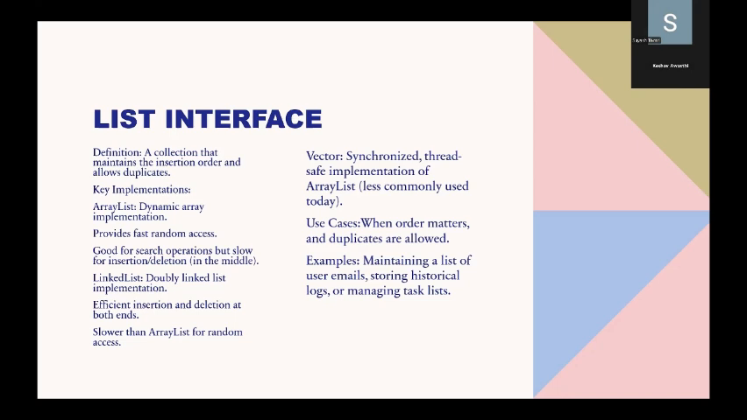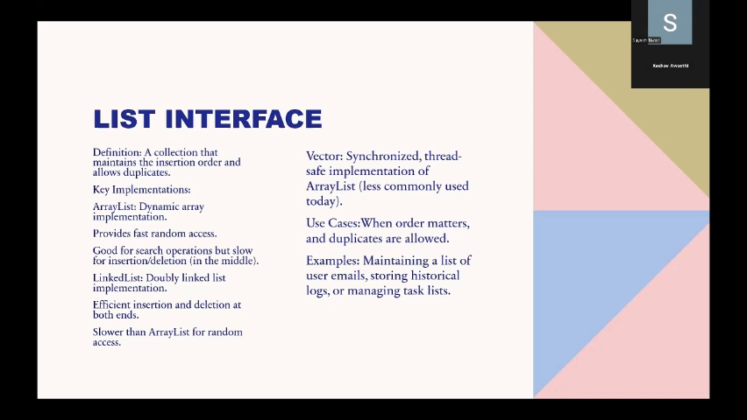The third one is the vector, that is a synchronized, thread-safe implementation of the array list that is less commonly used today. Now obviously vectors are not used nowadays, but generally vectors were earlier used for Spring Boot. But since it is an outdated approach, nowadays programmers generally never use vectors while working with their projects. And now, what are the use cases?